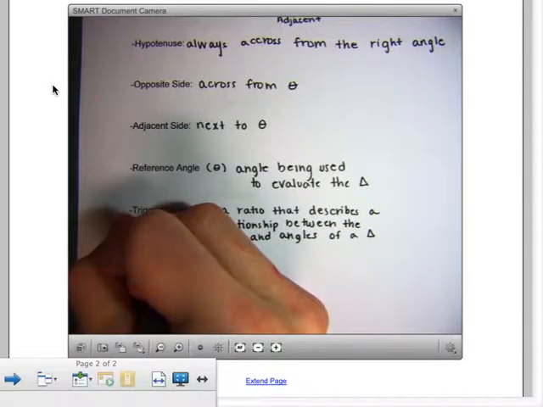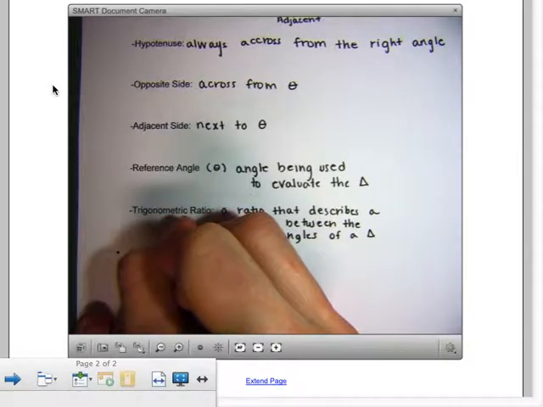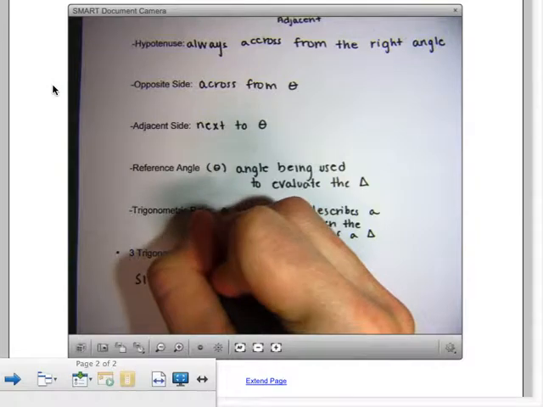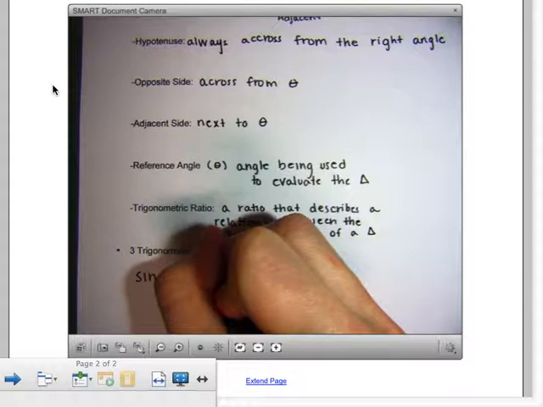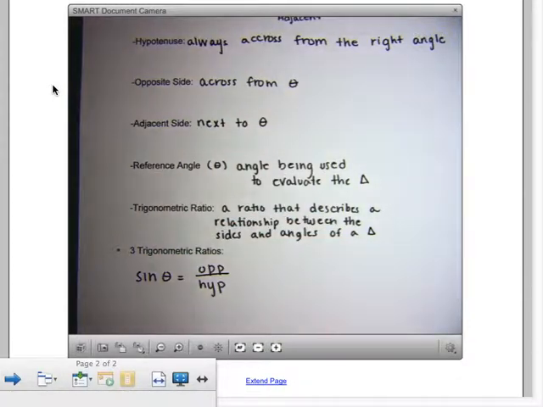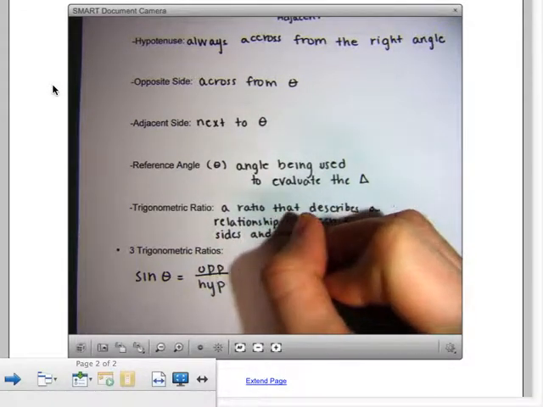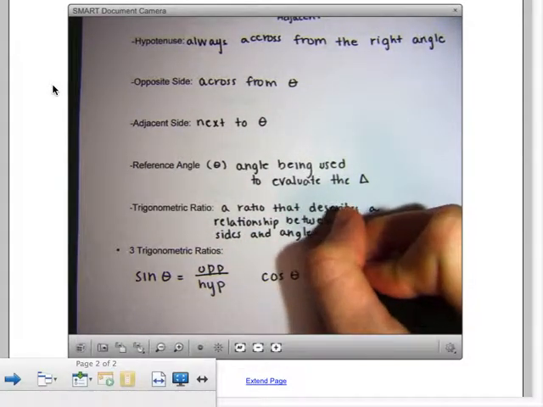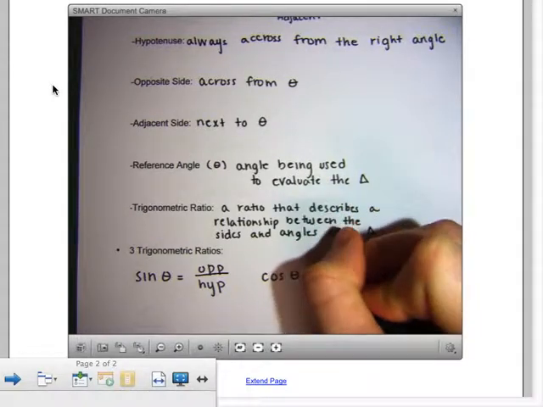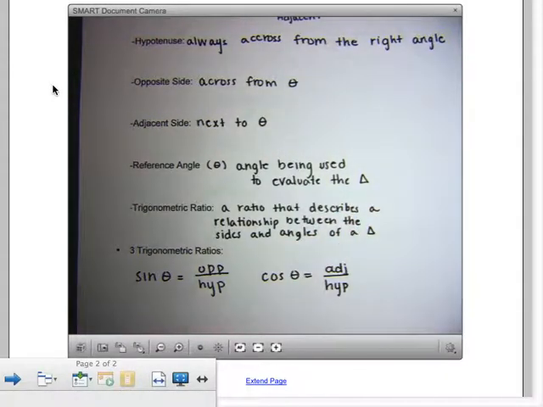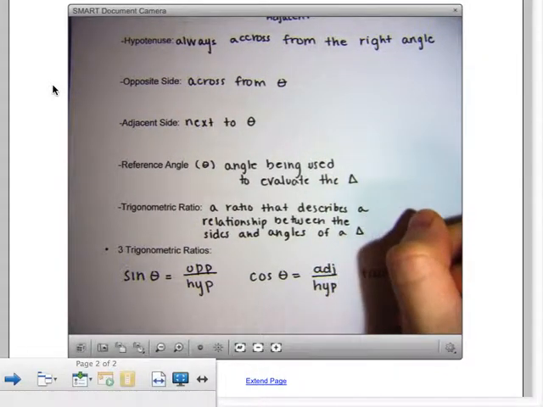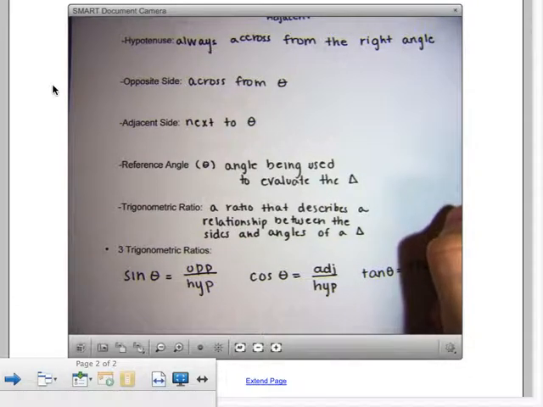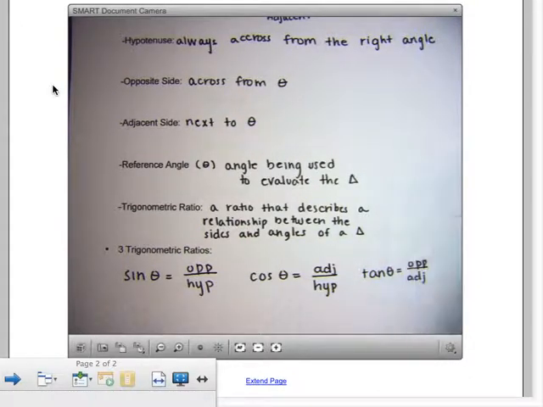Okay, so the first one is called sine. So we have sine of theta is equal to opposite. I'm going to abbreviate, so I'm just going to put OPP. So opposite over hypotenuse. So cosine of theta is the second one. This one is adjacent over hypotenuse. And the last one is tangent. So tangent of theta is opposite over adjacent.